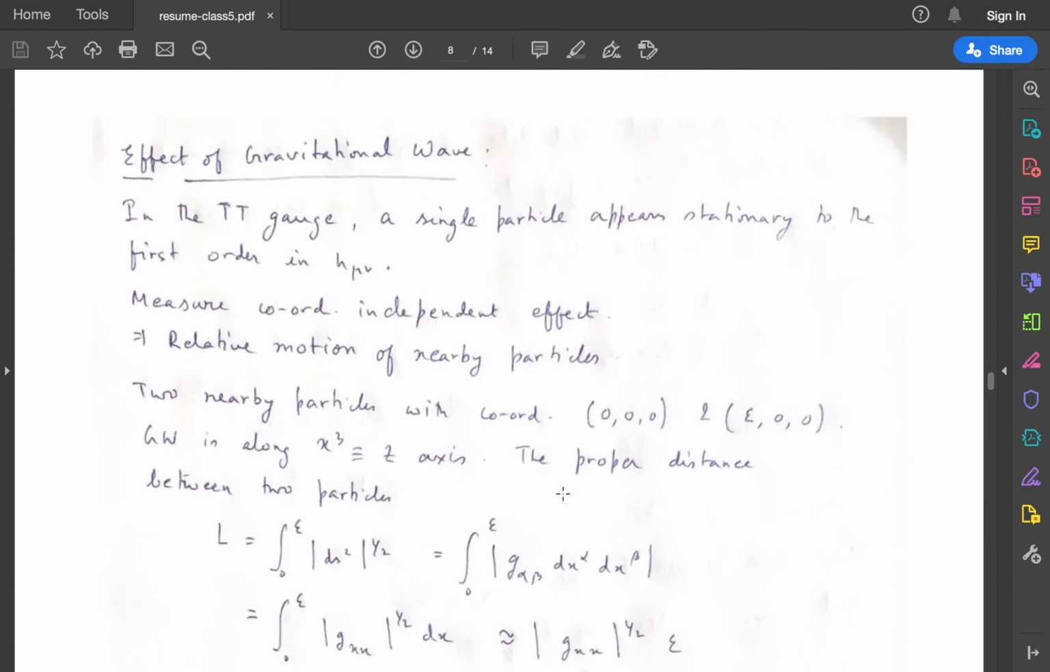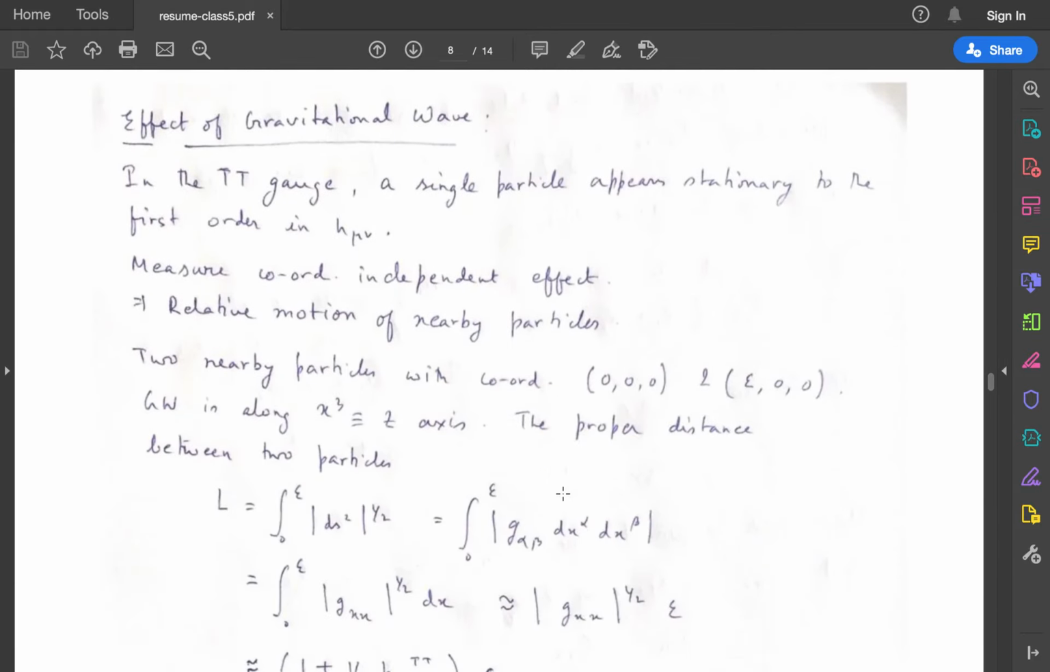So what is the effect of gravitational wave? Effect means how a gravitational wave, if it is propagating in some direction, will affect the particles lying in its path. Okay, so in a transverse traceless gauge, a single particle appears stationary to first order in h mu nu. That means if a gravitational wave passes through a single particle, in the transverse traceless gauge we can always go to a coordinate system in which we will find that the particle is stationary.